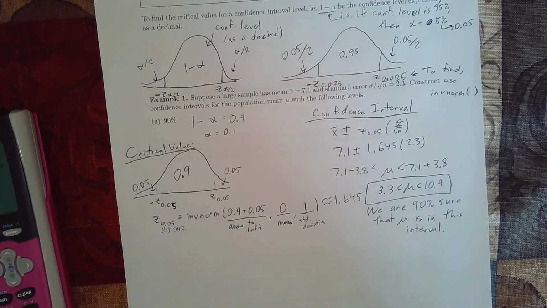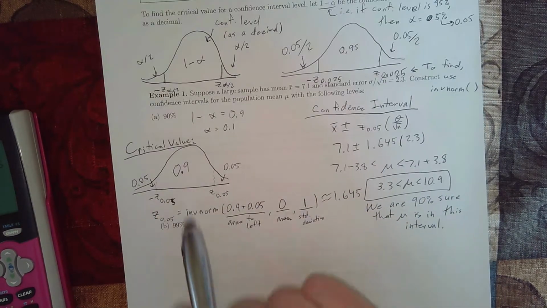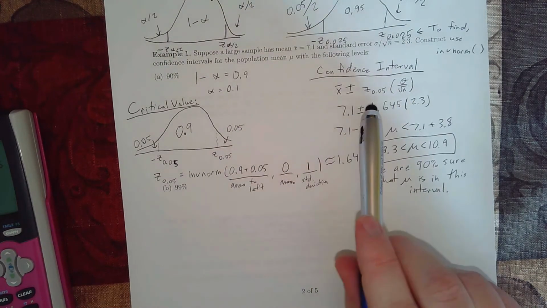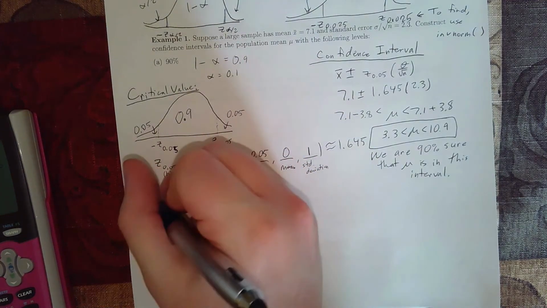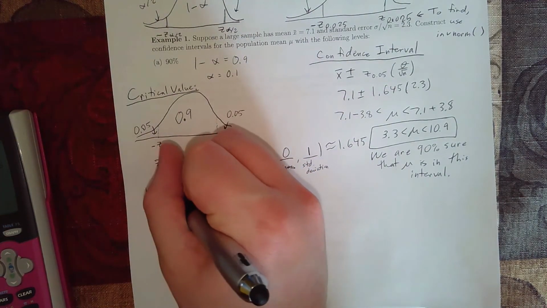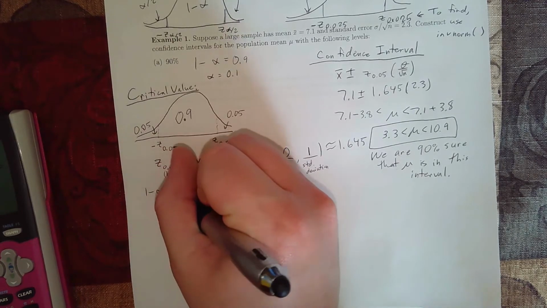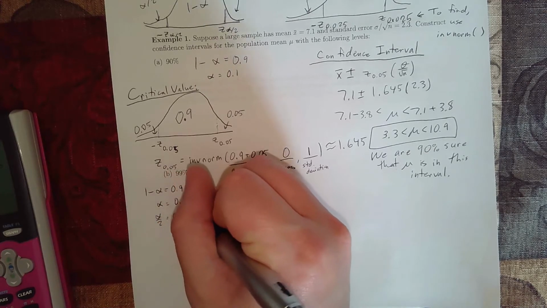All right, so that's just if we're looking at 90%. If we change from a 90% confidence level to a 99% confidence level, the only thing that's really going to change out of this whole formula is whatever the critical value is that we're looking at. So here, if we're saying that 1 minus alpha equals 0.99, then alpha equals 0.01. So alpha over 2 will be 0.005.